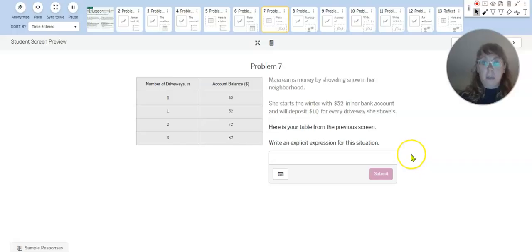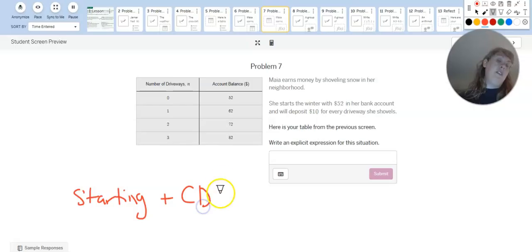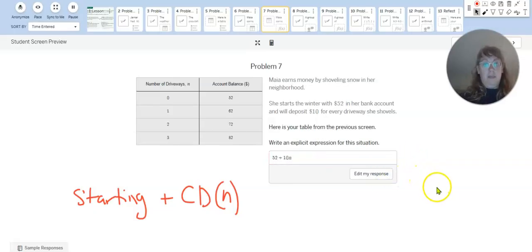This is the same snow shoveling problem. Here's your table from the previous screen. Write an explicit expression that represents this situation. So we always want to do our starting value plus the constant difference times n. So our starting value here is 52. Our constant difference is a positive 10. And then we're going to put n. And we can hit submit.